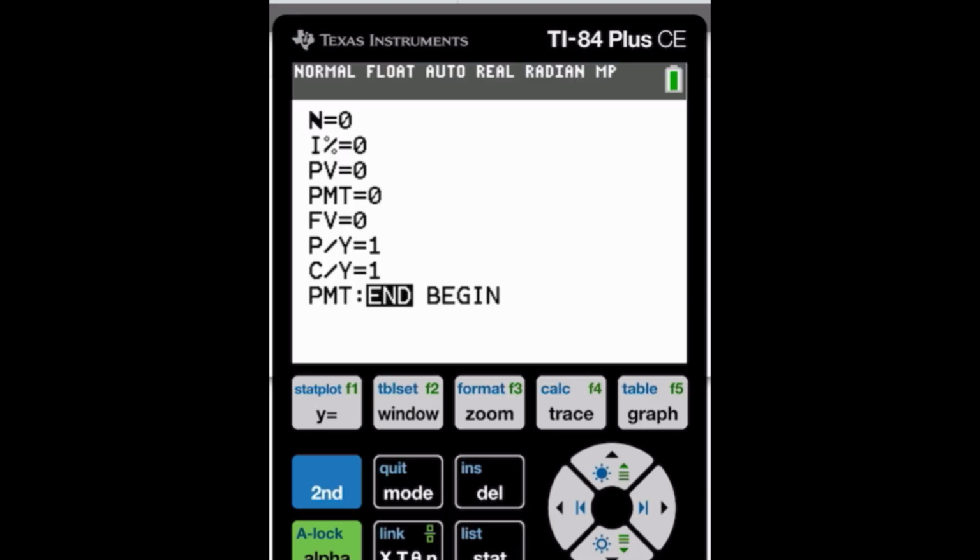N is the number of years, and if you remember in this case, it was for 5 years. Pietro invests his money in an account that pays an annual interest rate of 2.75%, compounded half yearly. Calculate the amount Pietro will have in his account after 5 years. So N is 5. The interest rate is 2.75.